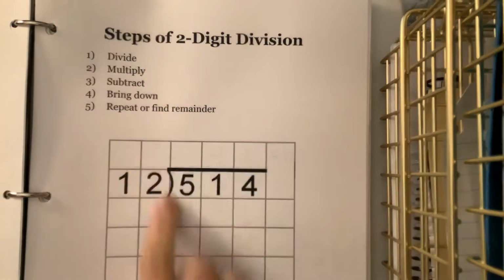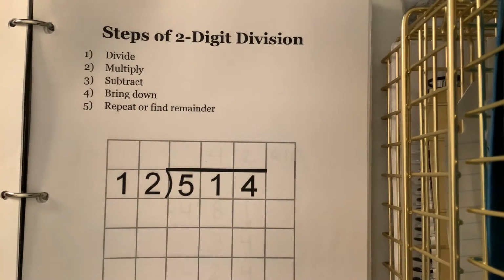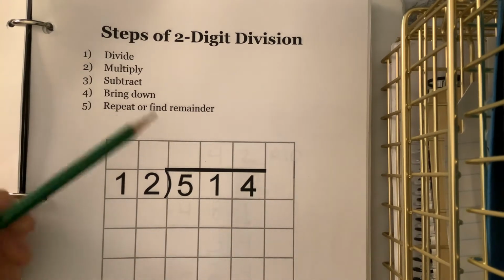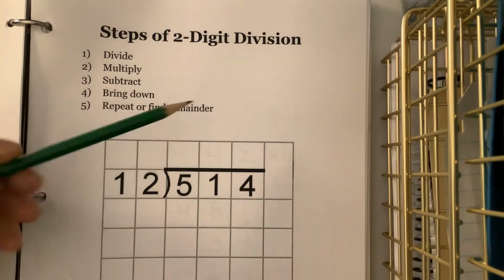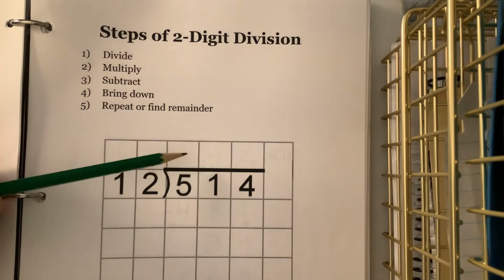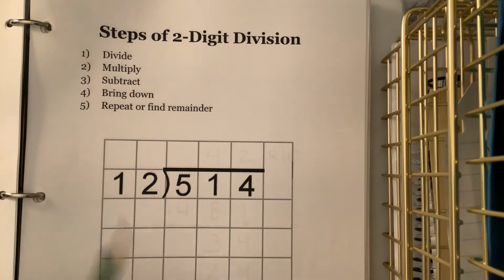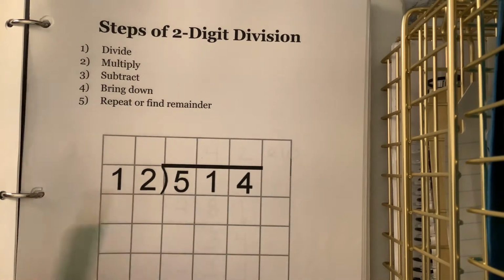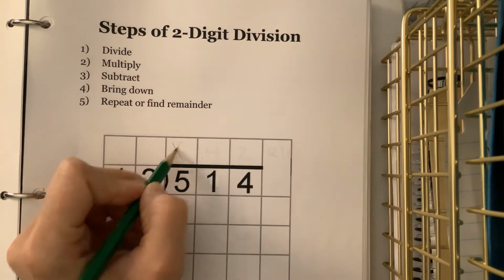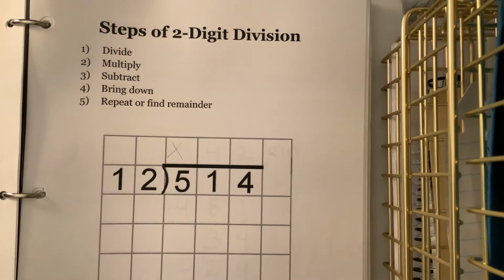We start off by dividing. So I know that you've heard this in the past from previous teachers, that we kind of want to shoot for there to be something above each of these places. So we start with, how many times does 12 go into 5? The answer is none. It doesn't go in at all. So we can put an X there to show that 12 does not go into 5.